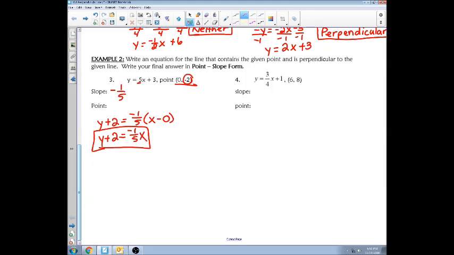On to problem number 4. The slope I need to use is the opposite reciprocal. That's positive 3 over 4.